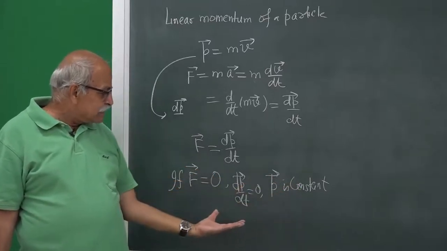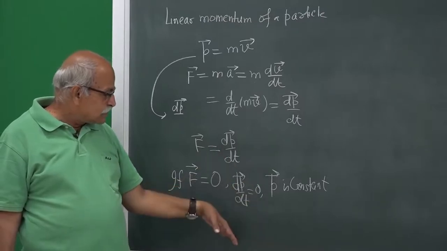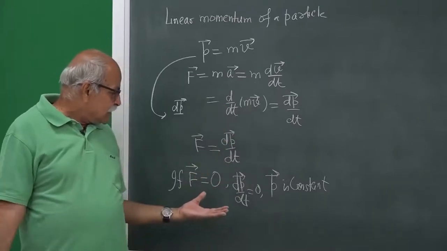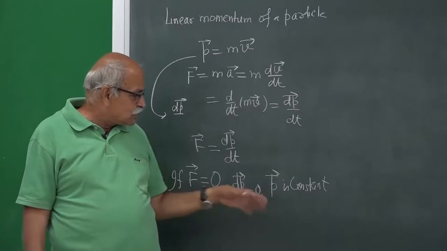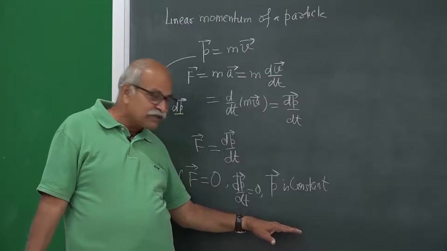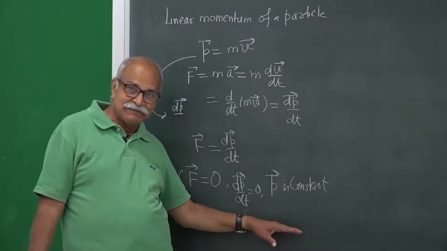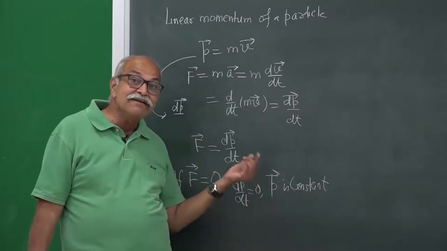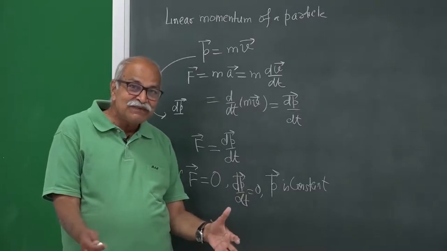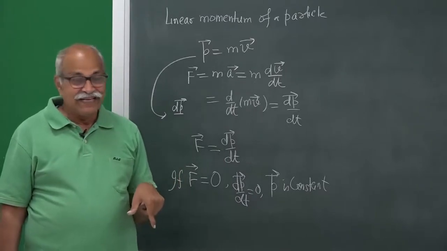And we will see that when we talk about system of particles or extended bodies which can rotate and other things, this translates to a very important law of physics, which is called conservation of linear momentum. If the total external force on a system is zero, then the linear momentum of the entire system remains constant. Is different from this.